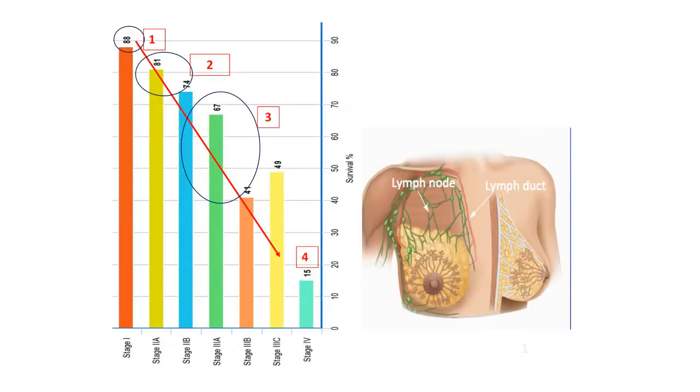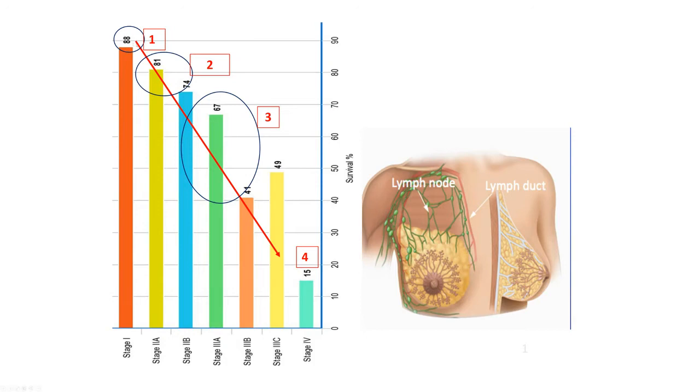So look at this breast on the right-hand side. You have the breast, you have the lymph nodes, and the tumor can come from the breast, spread to the lymph nodes, and from the lymph nodes, spread into the bloodstream. So look at it on the left-hand side. Stage 1 is the lesion is only in the breast. It's a small lesion, less than 2 centimeters. The cure rate is 88%. You want to pick up your breast cancer very early.